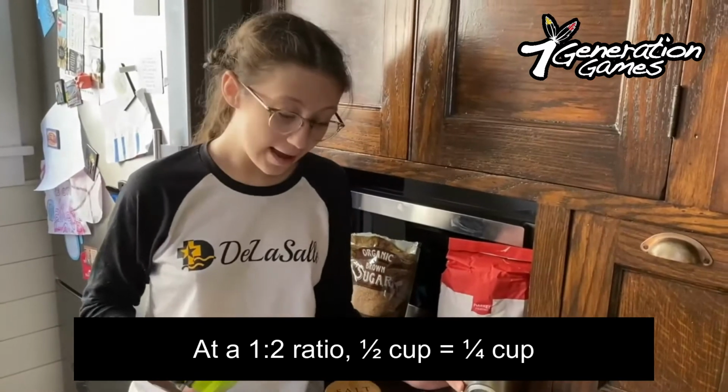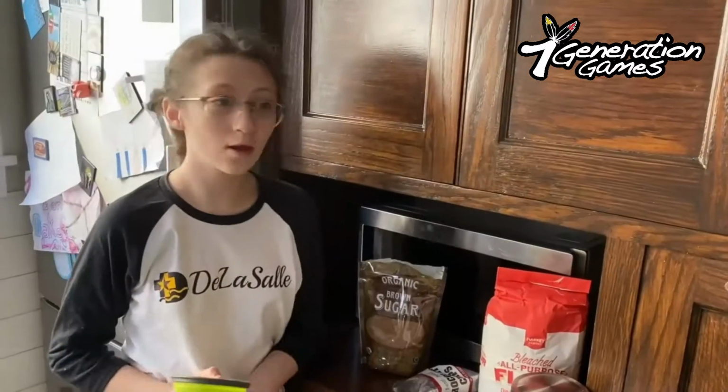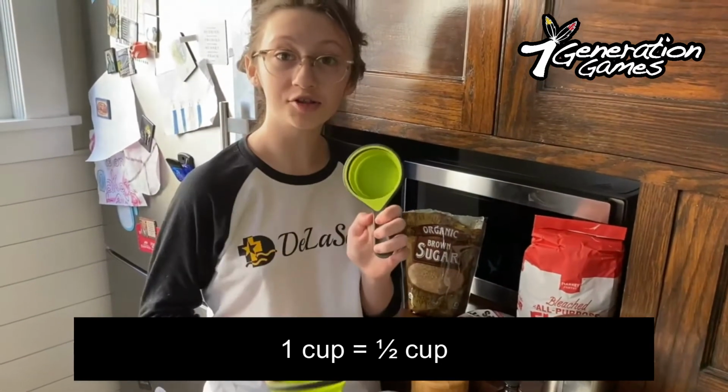Half a cup of white sugar. Half a cup of white sugar, when split into 2, becomes a 1/4 cup of white sugar. 1 cup of brown sugar. 1 cup of brown sugar becomes half a cup of brown sugar.